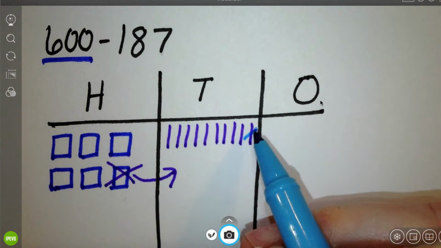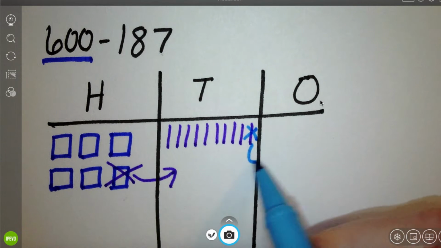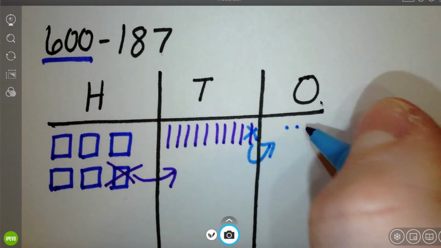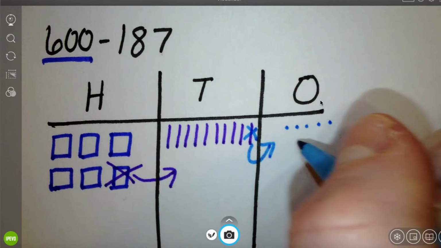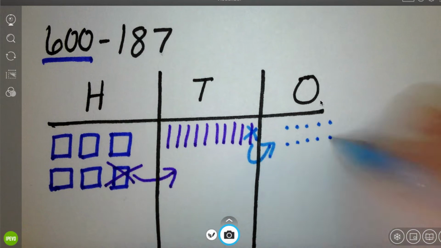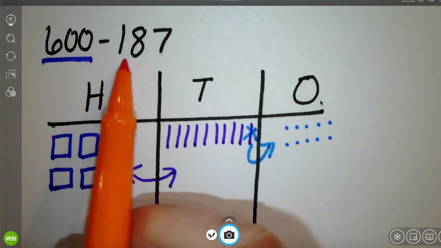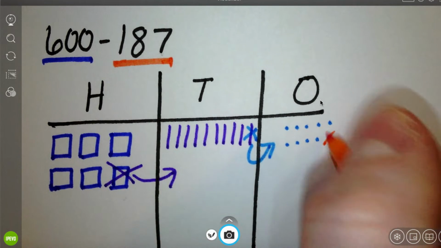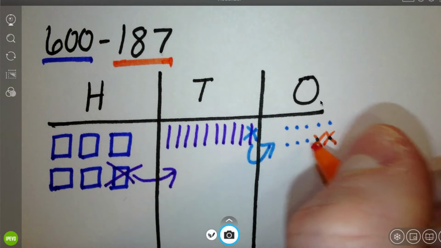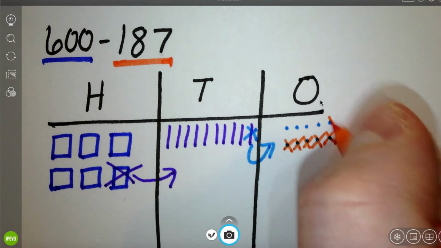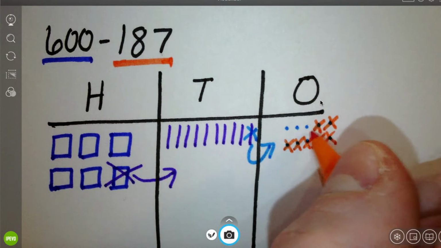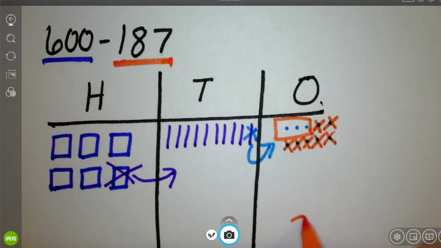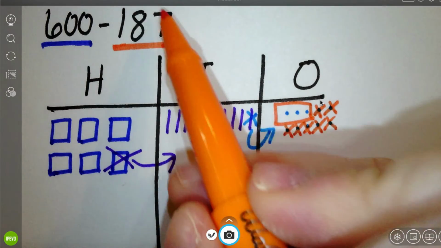Okay, now I'm going to take away a 10 and add 10 ones onto my chart, because there are 10 ones in one 10. So now I have 5 hundreds, I have 9 tens, and I have 10 ones. Now I have to take away 187. I'm going to start with my ones place and take away 7 ones. That is going to leave me with 3 ones in my ones place. Now I'm going to check that off.